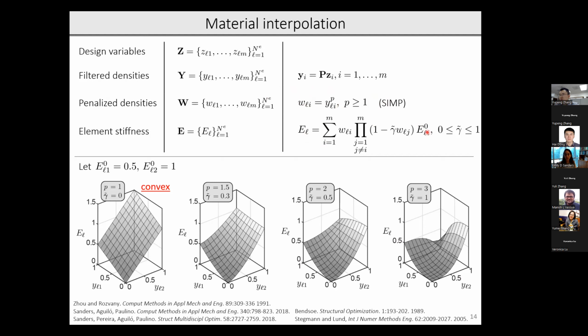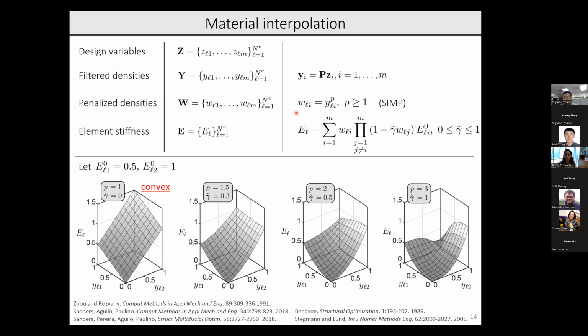The second interpolation here was inspired by the work of Stegmann and Lund in fiber orientation optimization, and it penalizes material mixing. Now we introduced this parameter gamma here that enables us to smoothly transition from the convex case where both intermediate densities and material mixing are okay, to the case where both of those things are penalized. So what you're looking at in this plot here, and in these plots, is the interpolated stiffness in a given element that has two candidate materials. And so you can see at this back corner, 1, 1, where we would have full material mixing, you can see that the stiffness goes to 0. And so it makes it inefficient to have mixing in our design.